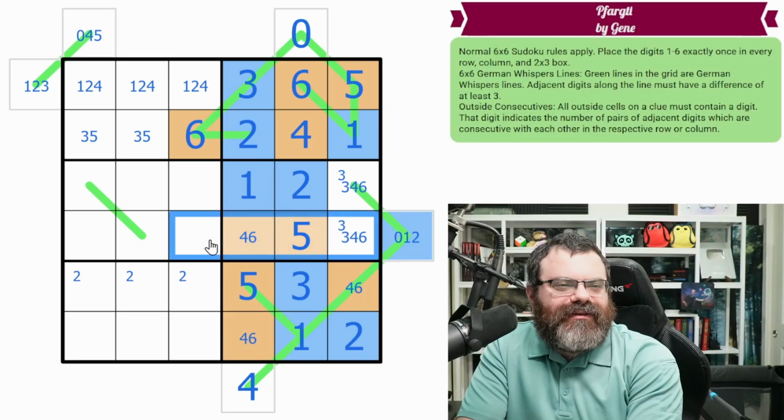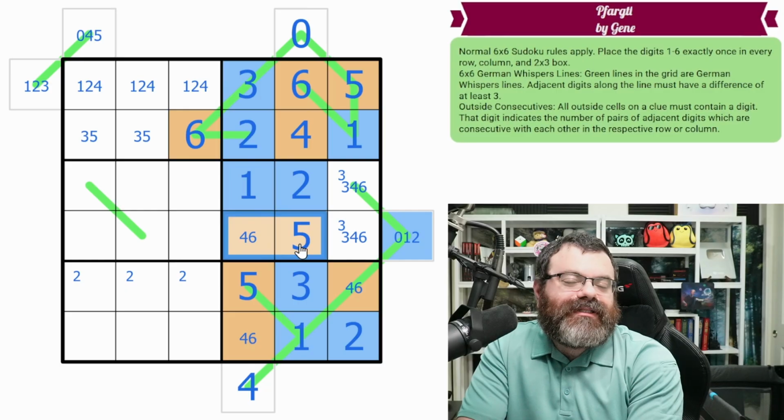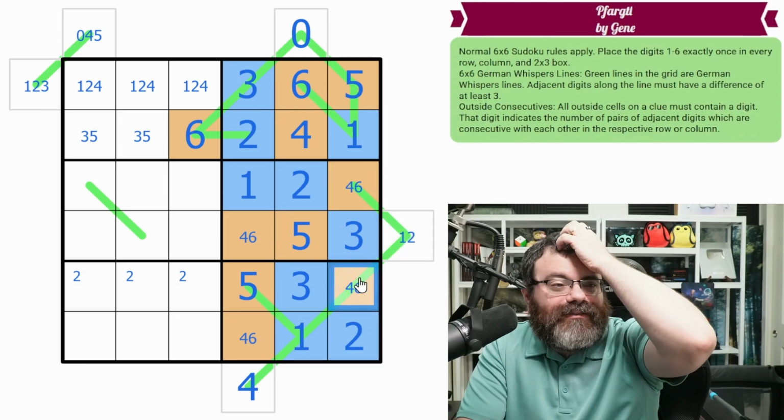So consecutiveness here is pretty low. Oh, the 5 is next to a 4, 6. So this cannot be a 0 because these are consecutive. So that's not 0, which does mean this has to be high now that it's not 0 because it's not a 3. So that's our 3 and it's low. I don't need that colored.